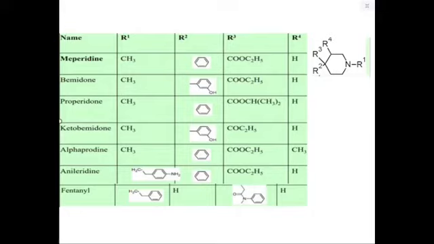You could have the alpha, you could have the beta, and depending on the orientation, as we mentioned last time, there will be differences in potency, and once you have differences in potency, you will also have differences in toxicity, because we say the higher the analgesic activity, the higher the potency.